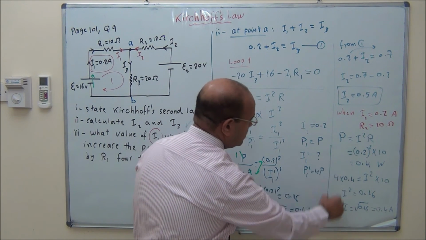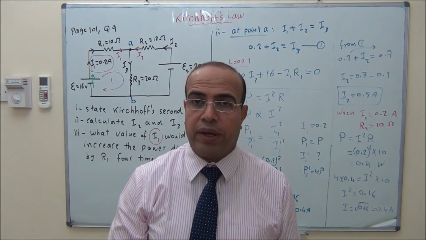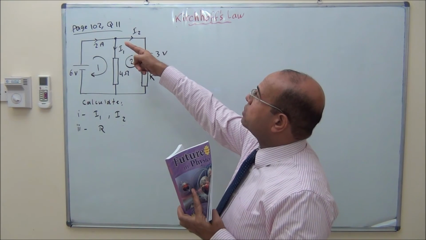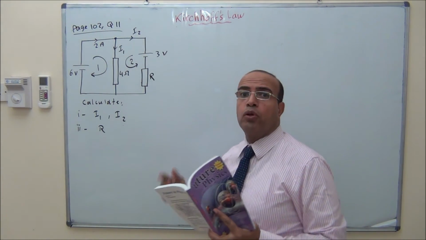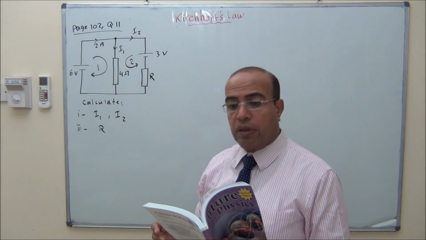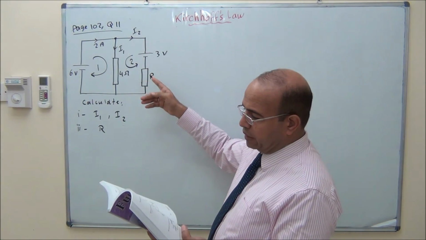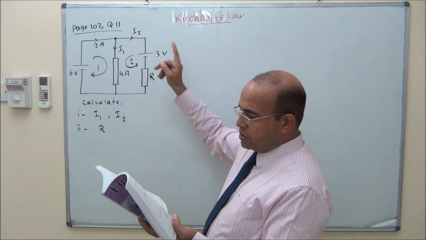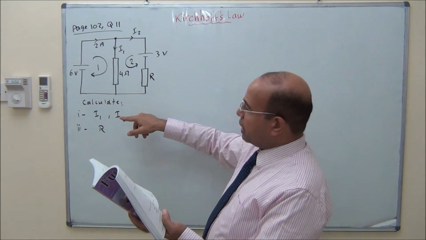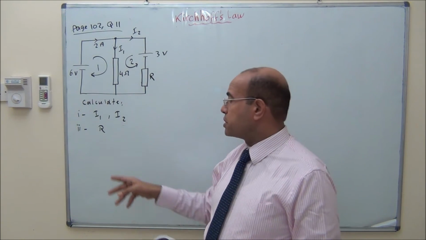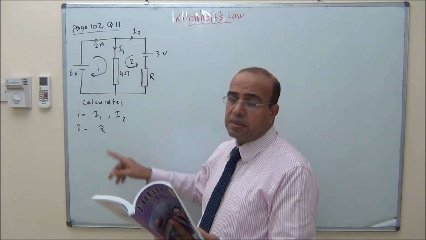The same answer, but another way. Let us see this question. It is page 102, question number 11. Also, it's from a past paper exam. It says, use Kirchhoff's law to calculate the following from the circuit shown below. The currents I1 and I2, this is the first part of the question. The second, the resistance R.